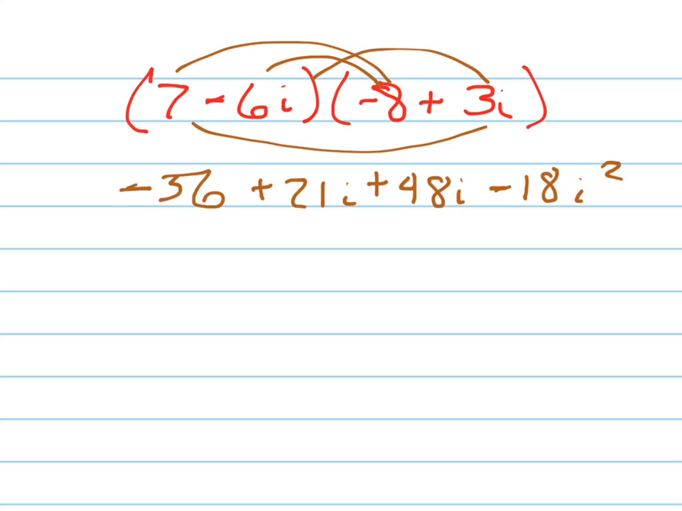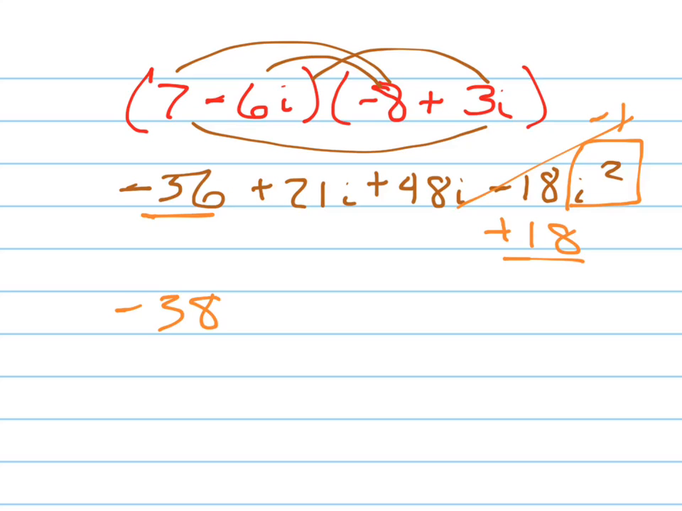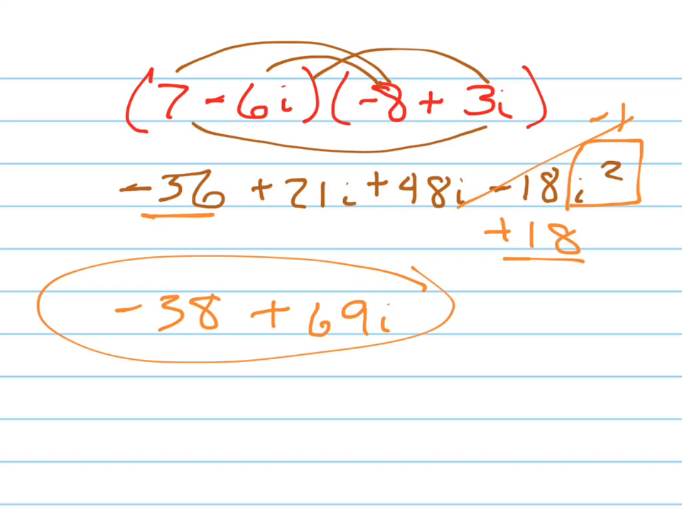Well, wait a minute. What's i squared? -1. i squared is -1. So this is really a positive 18. And now I can add these together. What's negative 56 plus 18? Negative 38. Plus 69i. That's your answer.